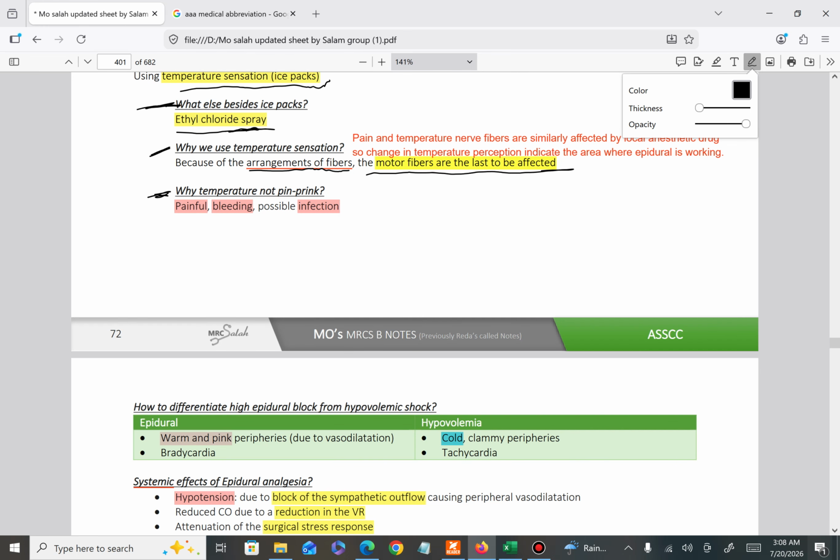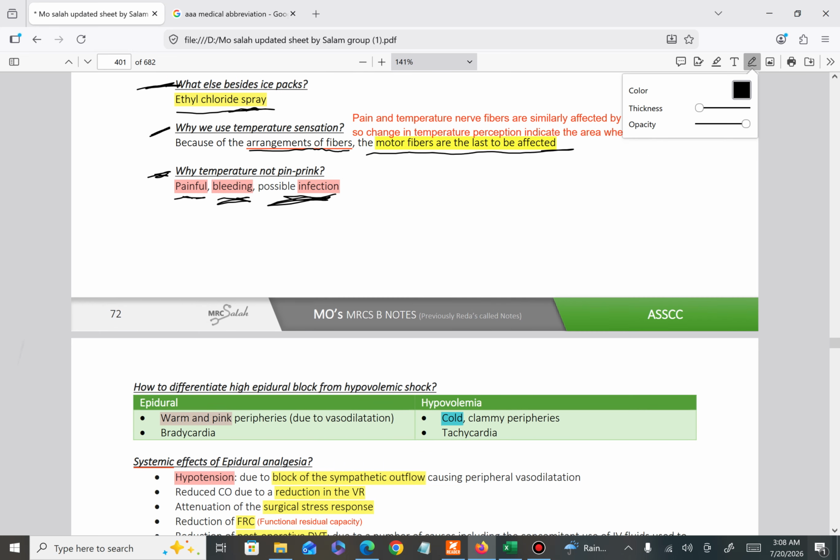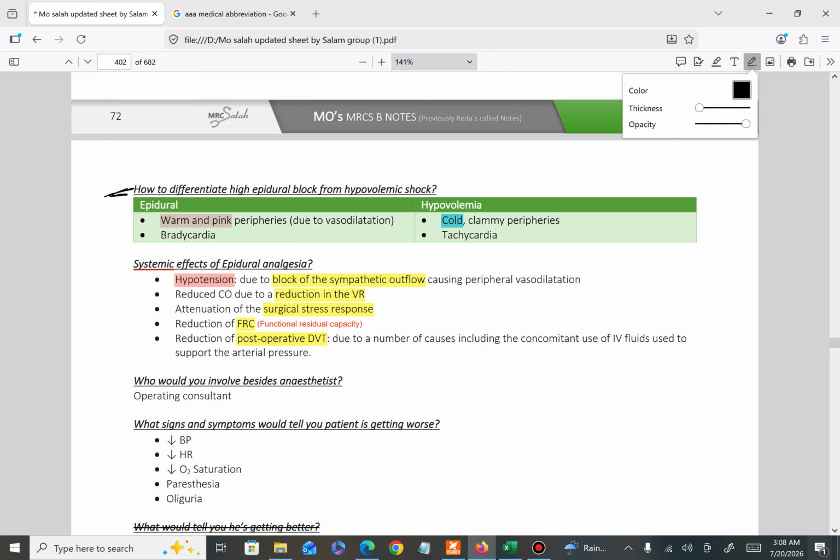Why temperature and not pinprick sensation? So we are not using the pinprick test because it is painful, bleeding is possible, and there is possibility of infection. Then how to differentiate epidural block from hypovolemic shock. So in the epidural block, the peripheries will be warm and pink and there will be bradycardia, while in hypovolemic shock the peripheries will be cold and clammy and there will be tachycardia.